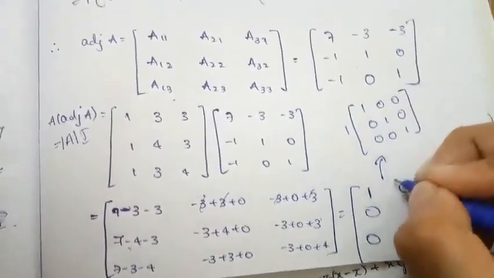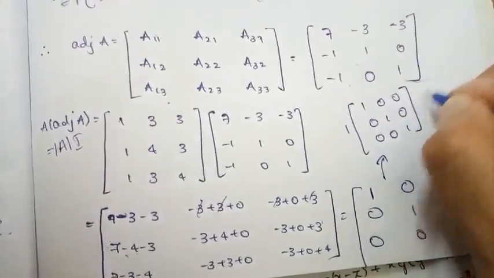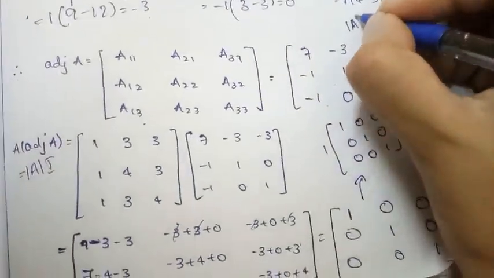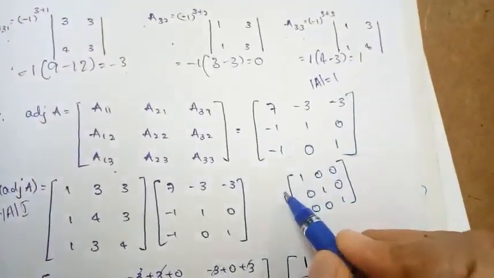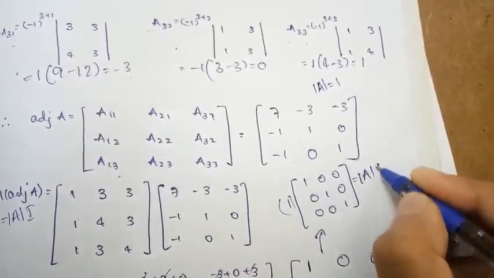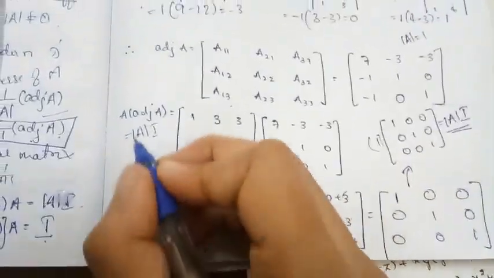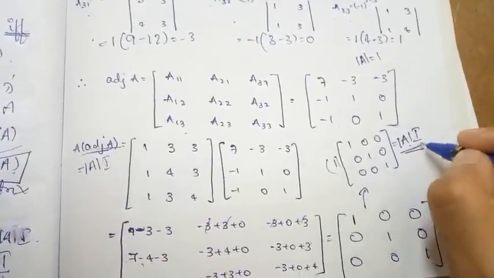Whether there is any change between this matrix and this matrix? The value remains as it is by multiplying by 1. But we know that the determinant value of A is equal to 1, which I have already written in this box. So I can write this 1 as determinant A, and this one is nothing but I. So you can clearly see that A into adjoint A is equal to determinant A into I.